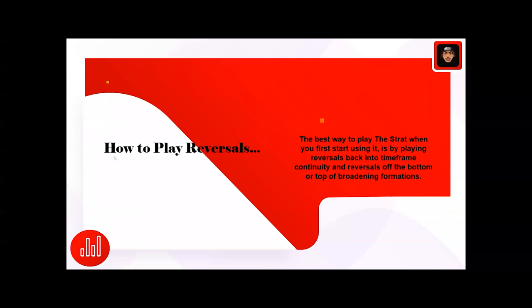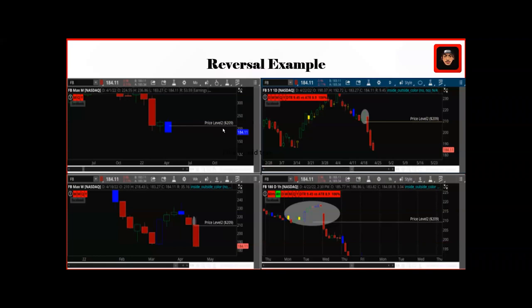So reversals, how to play reversals. The best way to play the strat when you first start using it is by playing reversals back into time frame continuity, reversals off the bottom or top of a broadening formation. All right.